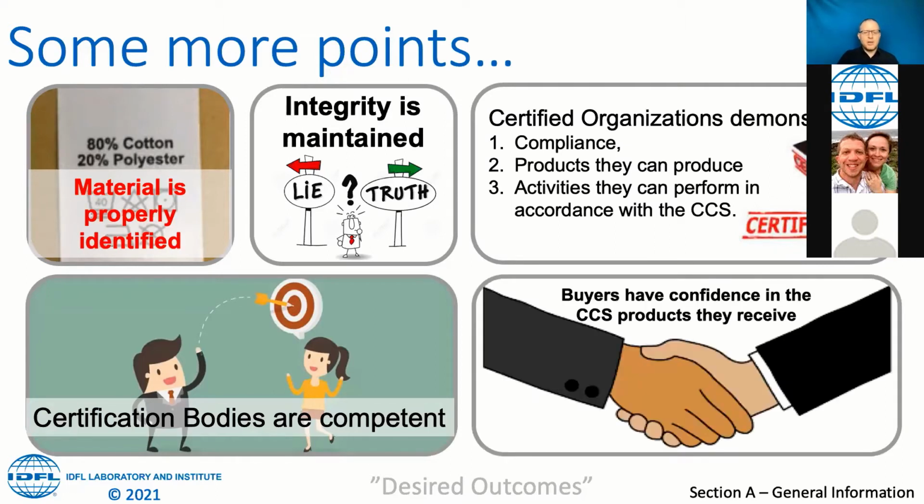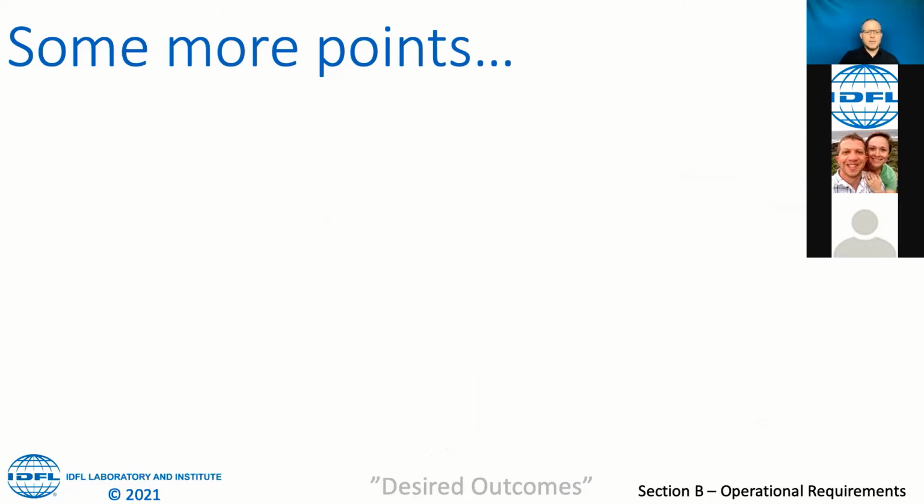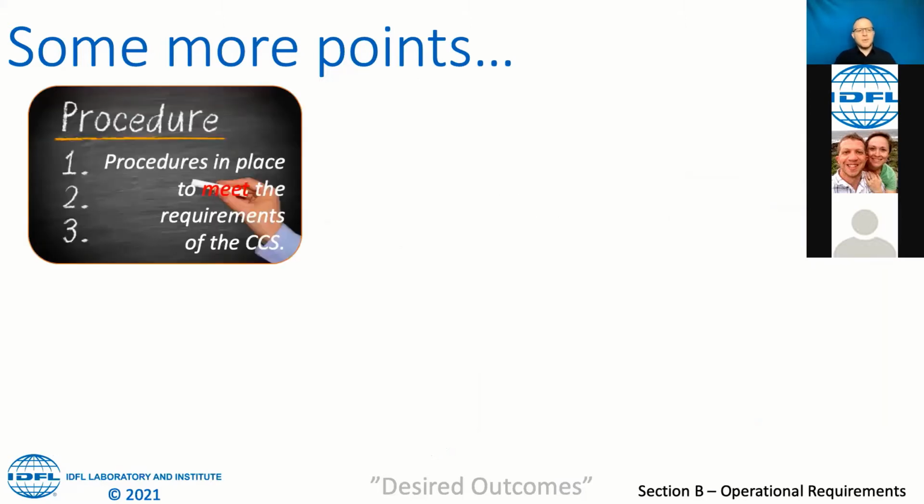And then last of all, the final buyers or any buyer along the supply chain must have the confidence that the products that they receive are full of integrity and that the documentation does match this. So these are some of just the general overview of the CCS standard. The next thing that we see right here is the procedures must be in place that support the entire standard.